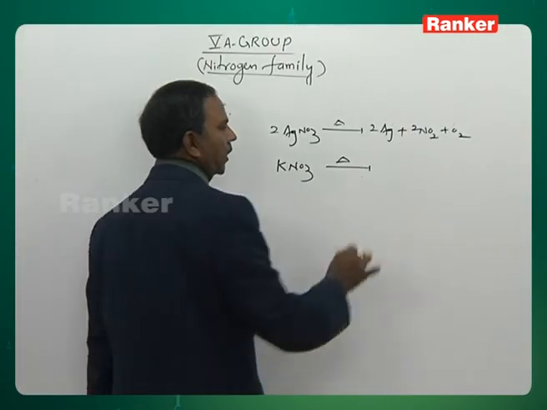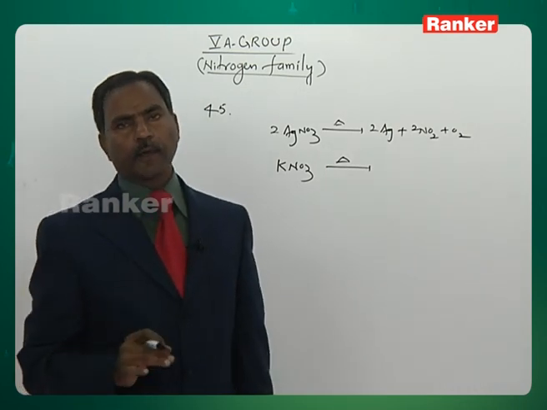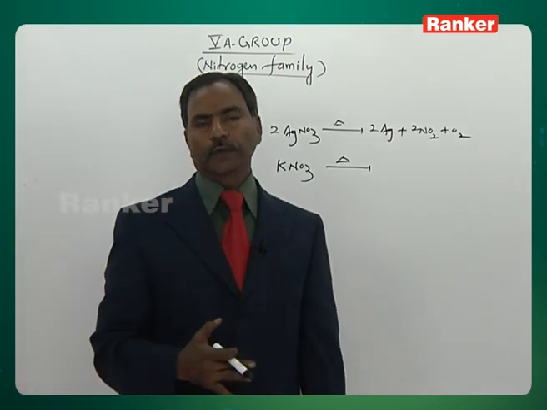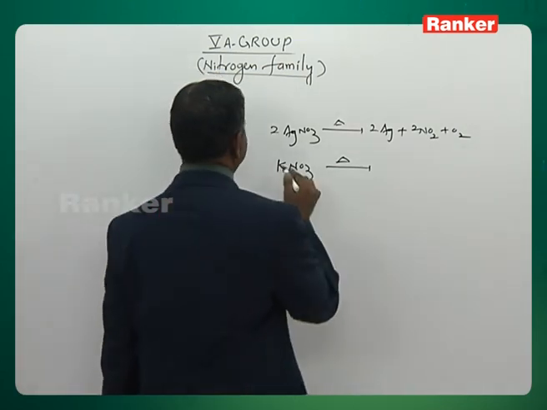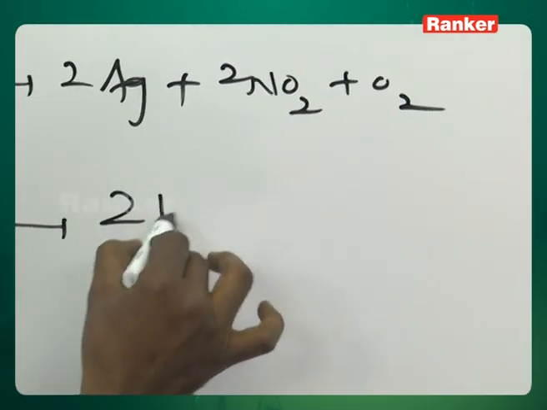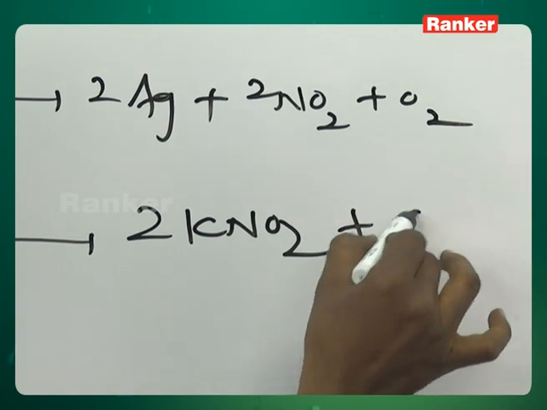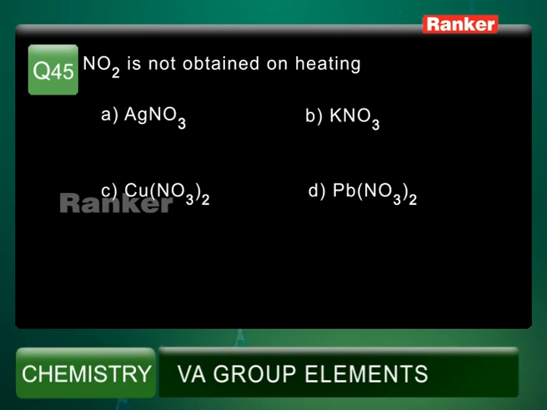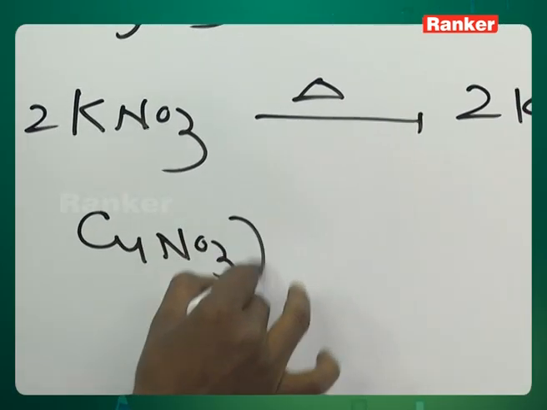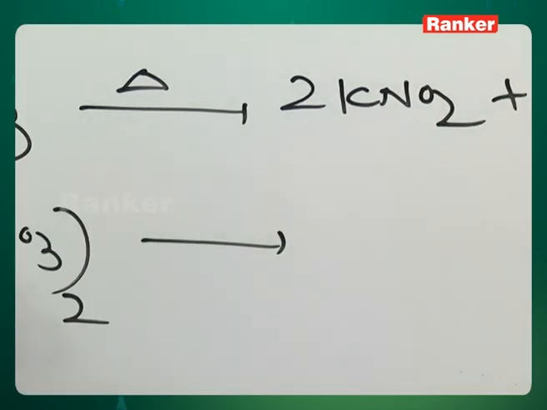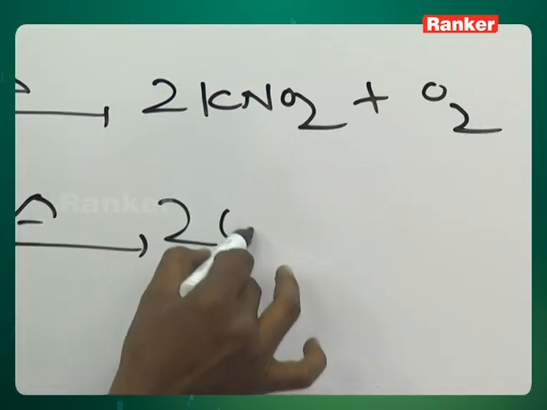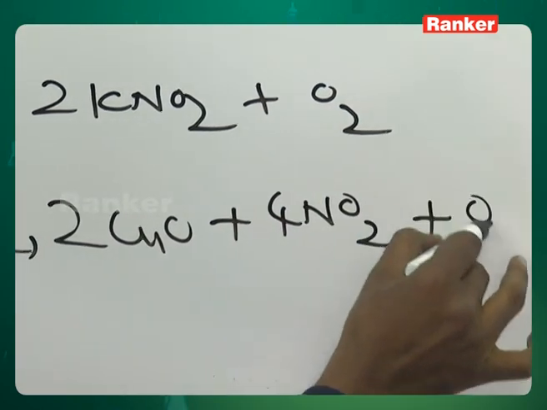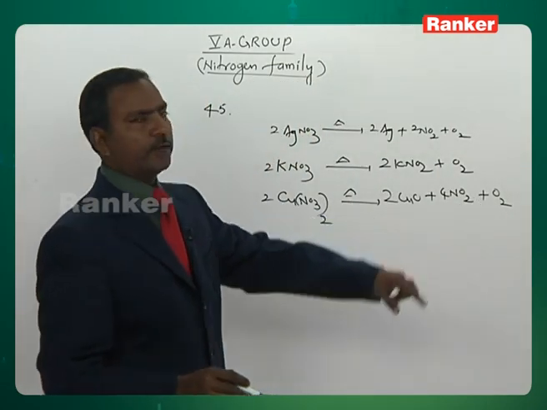So the decompositions of these nitrates you have to remember, so that if any such question appears, we can easily answer it. AgNO3 on heating you get NO2 and O2. KNO3 on heating, you get 2KNO2 plus O2. You are not getting any NO2. Coming to C, Cu(NO3)2 on heating gives CuO, NO2 plus O2. You are getting NO2 again there.